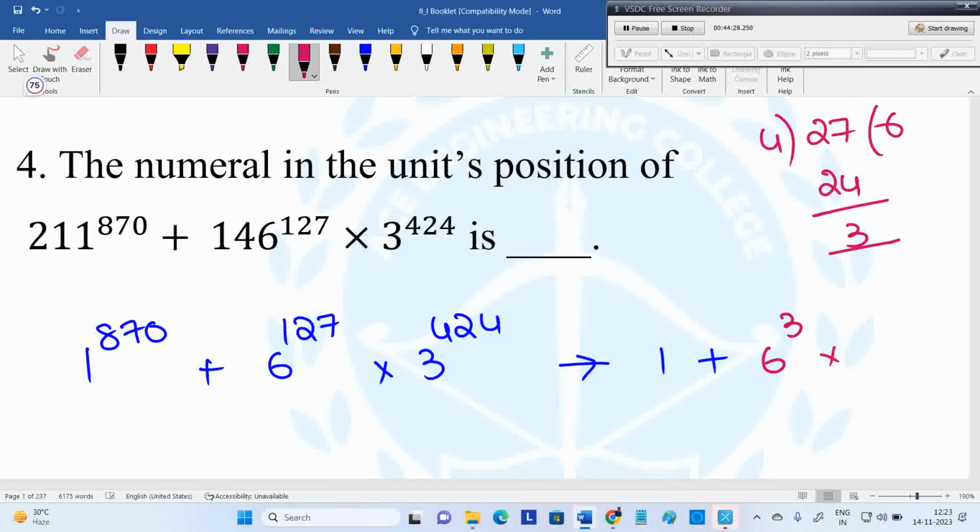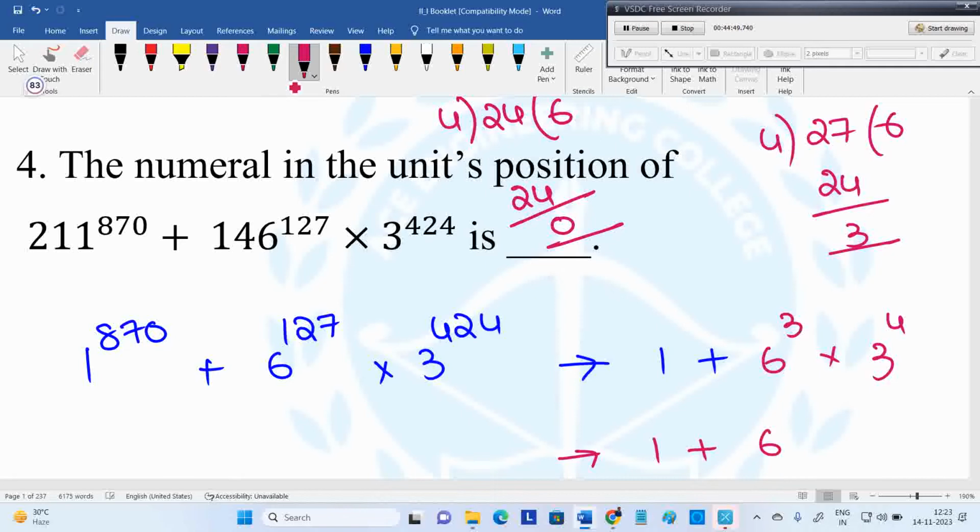And here, 3 power 424, the last two digits are 24. Divide 24 with 4, not with 3. Everything is divided by 4 only. Power divided by 4. We got remainder 0. When remainder is 0, put it like power 4. Right. Now, 6 cube is 6 only, 216, 6 only. 3 power 4 is 81. Units place is 1.